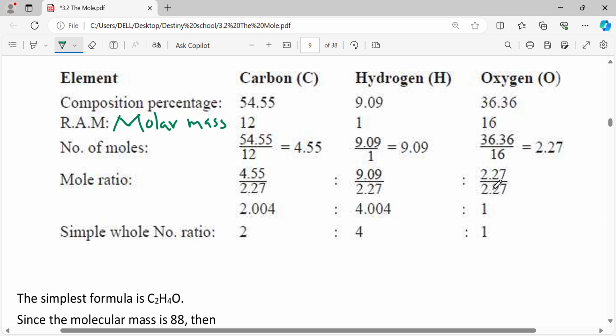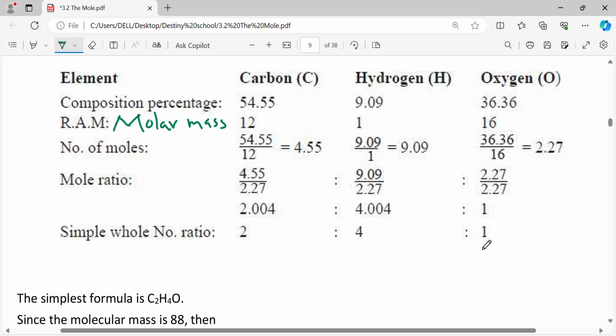So now we are going to divide these moles because we want the mole ratio, so we divide by the smallest number of moles. Divide everywhere with now the answer which was here, 4.55, you divide by the smallest, 2.27. The 9.09, you divide by 2.27, then 2.27, you divide by the very same 2.27. So automatically here you'll get 1, because if you divide the same thing, of course there is 1.